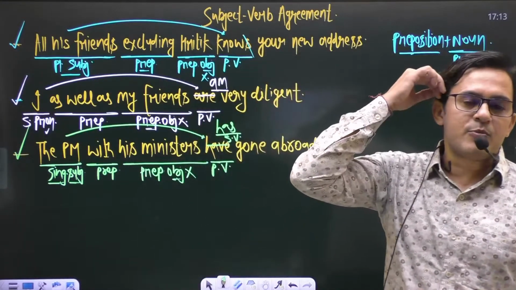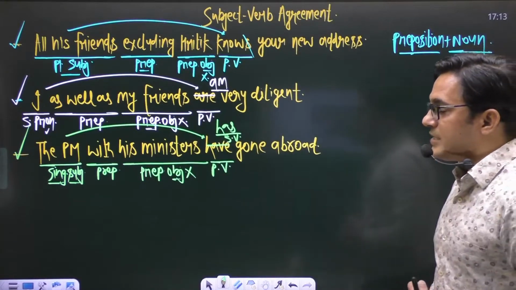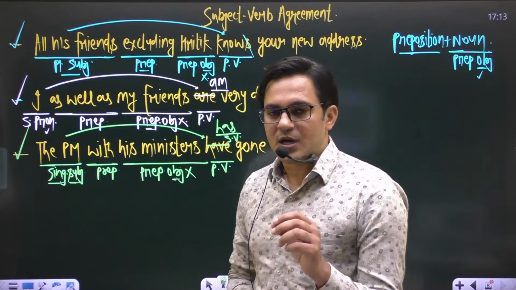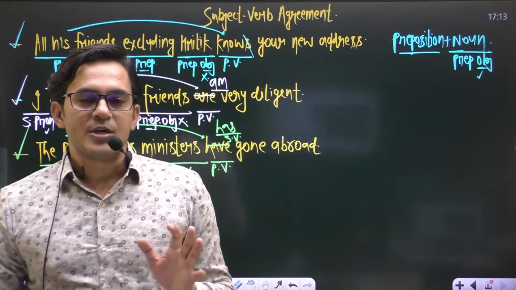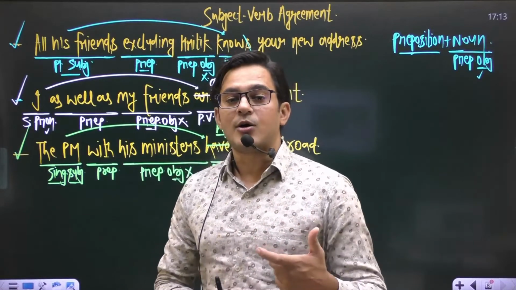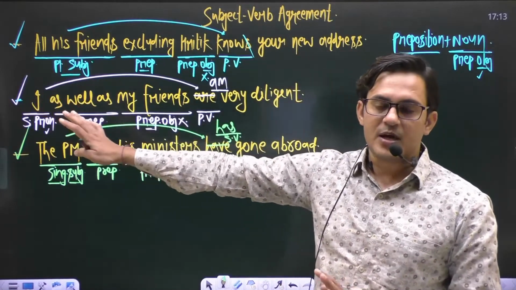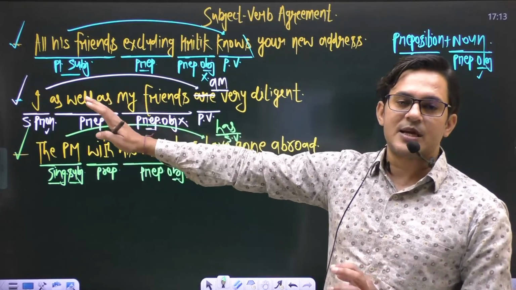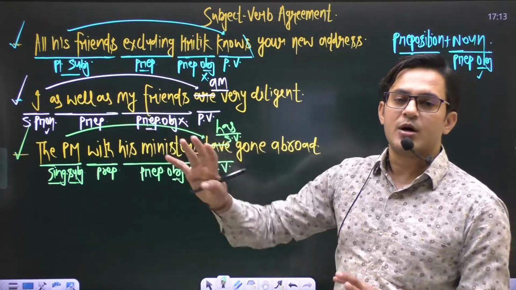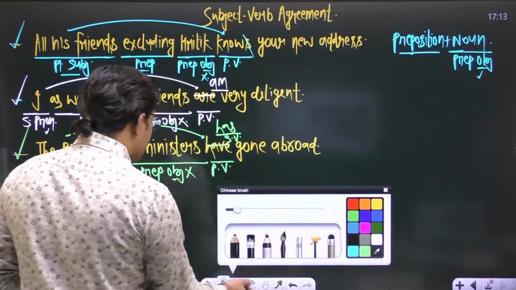Are you getting my point? Yes guys, are you getting this concept? I said that after a preposition the noun or pronoun, whatever you get, is always a prepositional object, and verb is used according to the subject which is given initially in a sentence, right? So in the sentence, the verb will be used according to the first noun or pronoun, right? So let's take another example.